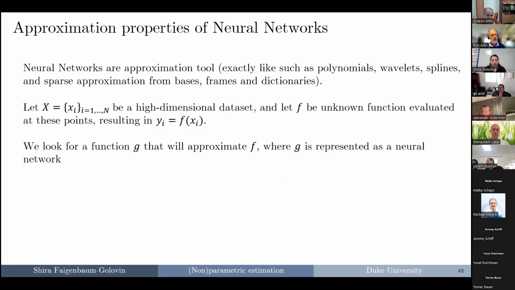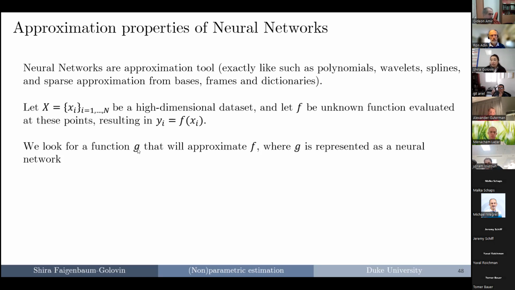Last but not least, I would like to just address very briefly, because we don't have a lot of time, my last work on approximation theory of neural networks. So a neural network is nothing but a function, a very nonlinear function that we try to build or construct.